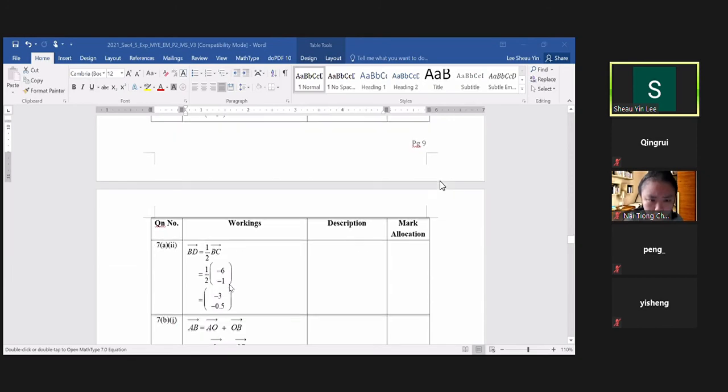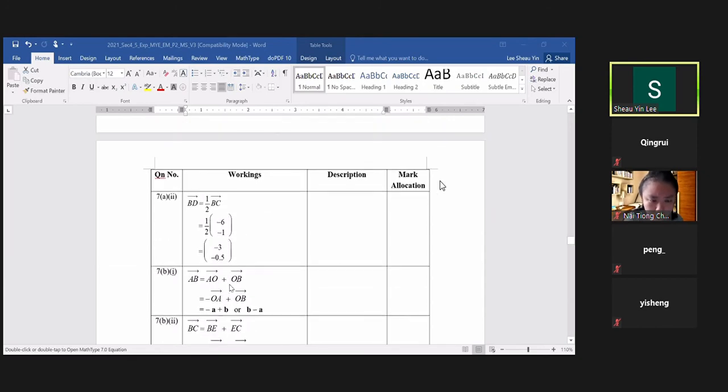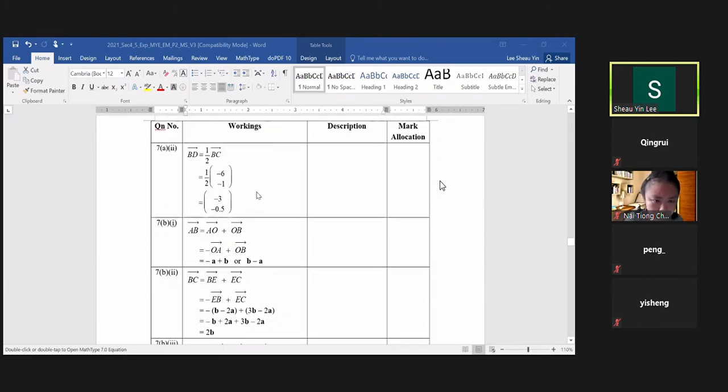The other one is basically half of your BC. Half of your BC means just half, okay? Half, 1 mark. Then after that, 7BI, again it's the same thing. Now they put in the letter. If you notice the marking scheme, they didn't put in the curve because it's very hard to use the software to write the curve. So you have to write a curve.